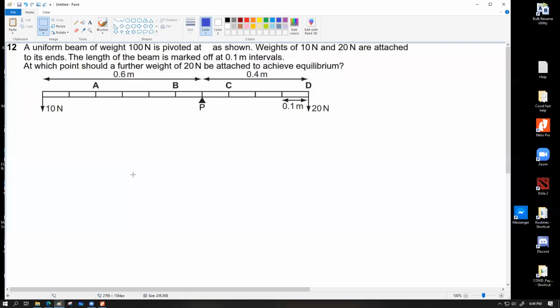Weights of 10 Newton and 20 Newton are attached to its ends. The length of the beam is marked off at 0.1 meter intervals. So each of these small sections represents 0.1 meter. At which point should a further 20 Newton be attached to achieve equilibrium?